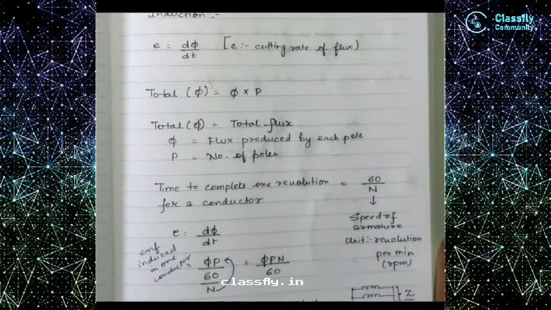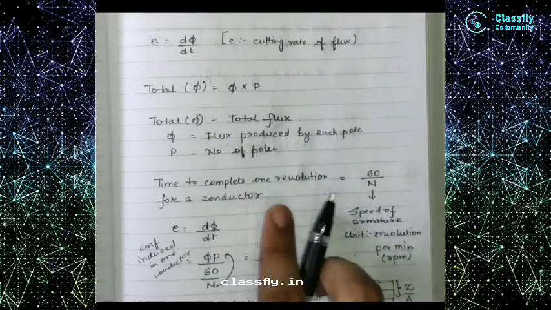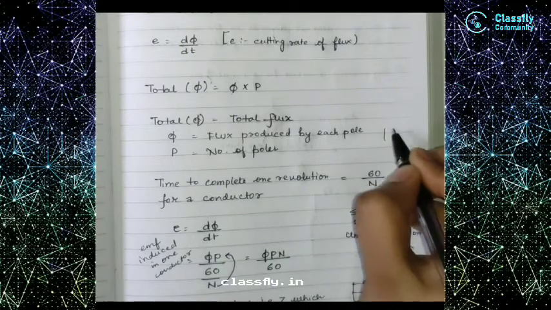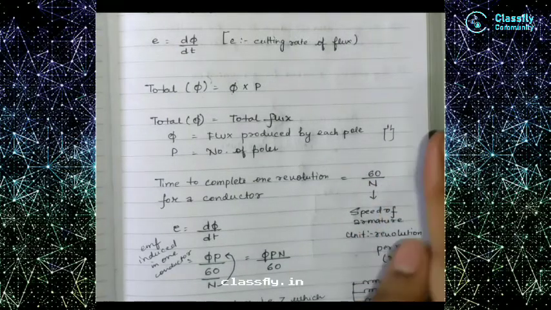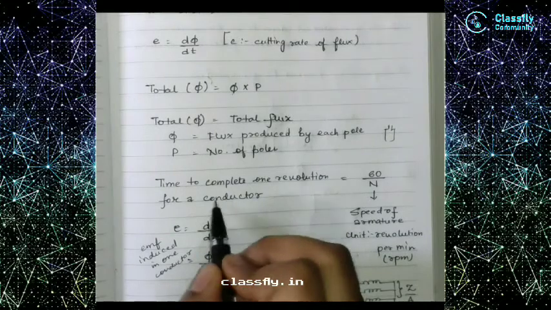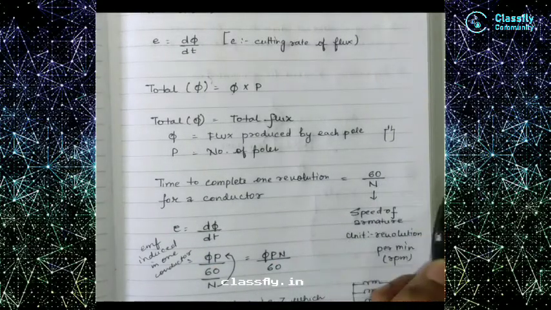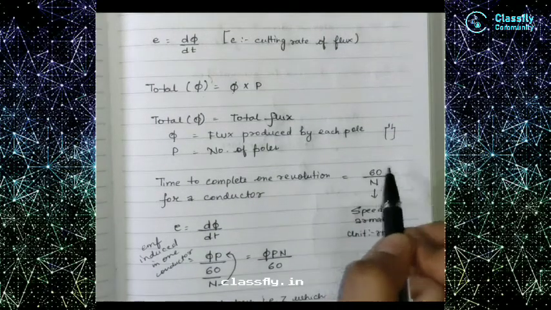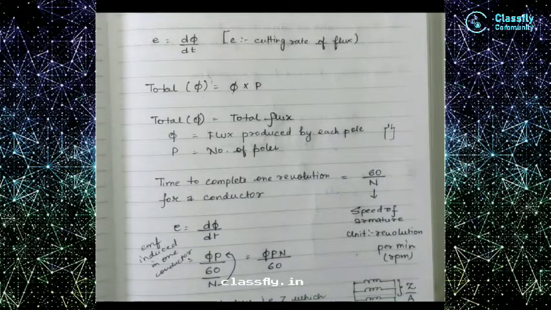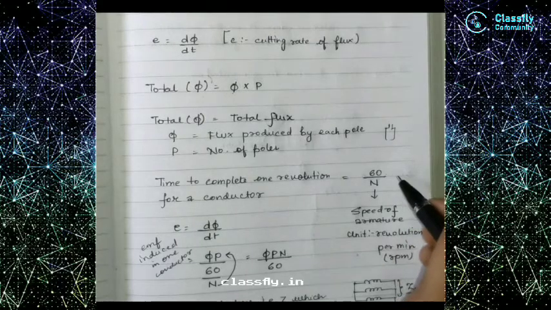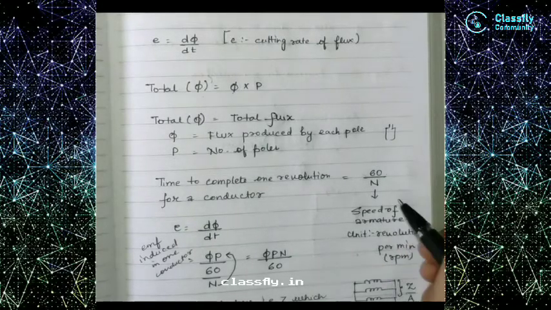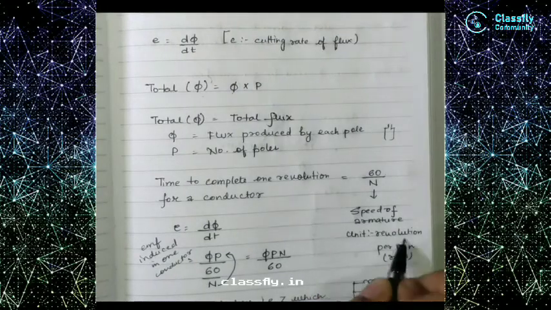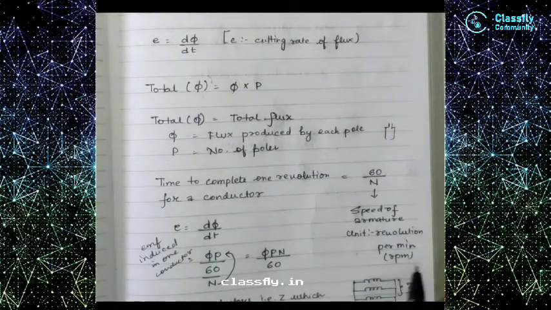Now the time to complete one revolution for a conductor. That means when the armature completes its one revolution, the time is denoted by 60 by N, and N is the speed of the armature. Why 60 by N? Here N is the speed of the armature in revolutions per minute, and a minute is 60 seconds. That's why 60 by N.